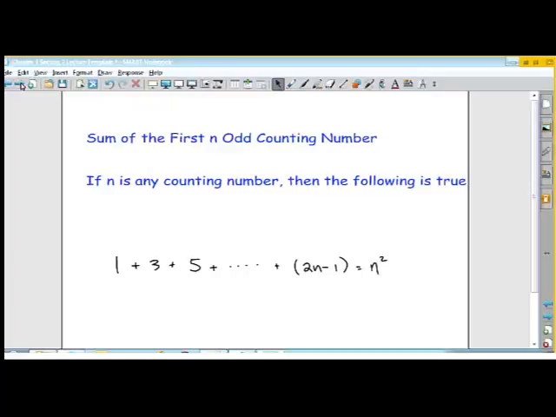It turns out if you add all those numbers up, you get a result. So I guess you could use this as an example of deductive reasoning. Here's the rule. The rule says if you add these counting numbers up, the result is the number squared. So let's just look at an example.